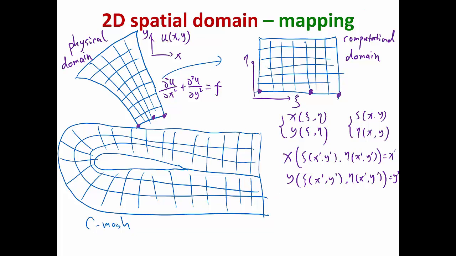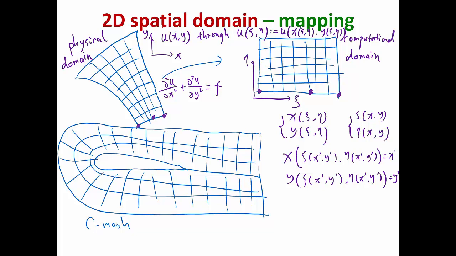So I want to have u and x and y. But can I solve this u of x and y through solving for u of xi and eta, which is defined as u of x of xi and eta and y of xi and eta? So if I have this u of xi eta, then I can get the corresponding solution in x and y through this mapping.